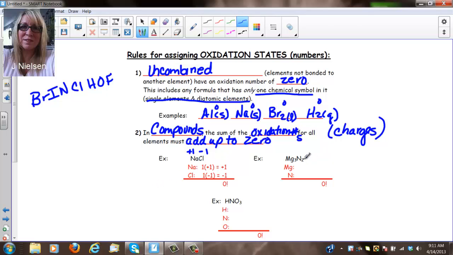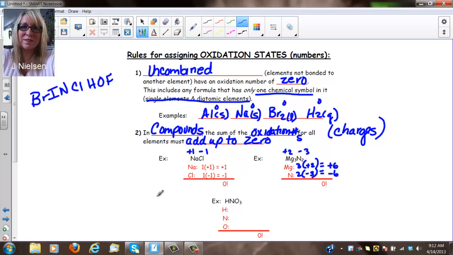Cl has a -1 charge, and there's only one of them, so that's a -1, a +1, and a -1 is 0. In Mg3N2, this 2 came from Mg. If we look up Mg, it's got a +2 charge, and there's 3 of them here, so we have 3 times +2, which is going to equal a +6. This 3 came from the nitrogen. If we look up nitrogen, it has a -3 charge. There's 2 of them here. So 2 times -3 equals a -6, and that sums up to 0.